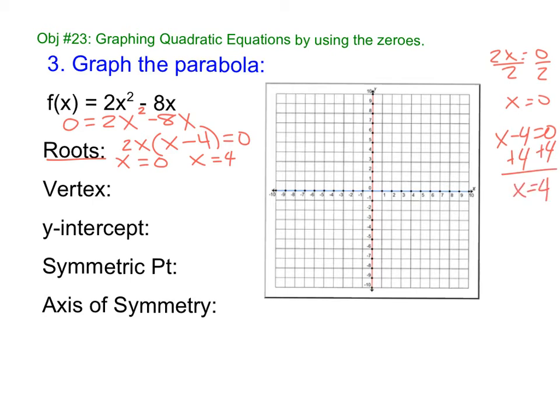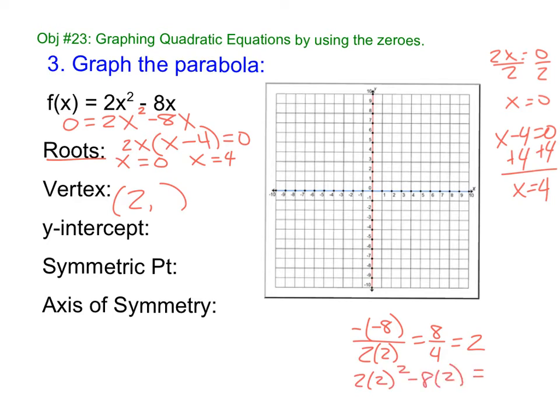For my vertex, negative b over 2a. So the b value in this case is -8, so -b over 2a is 8 over 4, which is 2. And then I plug in, so my vertex is 2, comma. Plug that in: 2 times 2 squared minus 8 times 2. Plug that in your calculator, and you get 8 minus 16, which is -8. The y-intercept is our c value. What's the c value here? Well, it's not there. So what is it? 0. When it's not there, it's just 0.